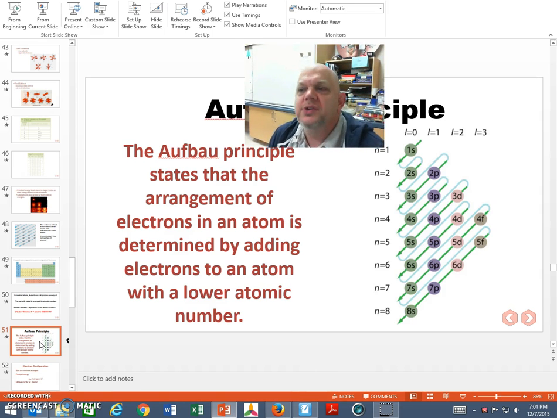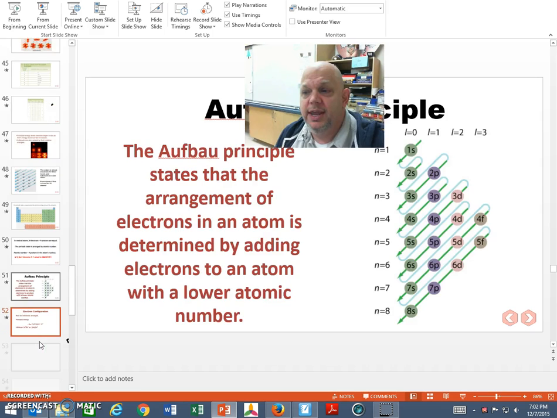Electrons fill the lowest available energy orbital. Period. The lowest available, that means empty, energy orbital. Okay? That's the key thing. That's why you're seeing 1s, 2s, 2p, 3s, 3p, and 4s is less energy than 3d. Okay? It's easier to fill the 4s than it is to fill the 3d. When two electrons fill the 4s, then it goes and fills the 3d.